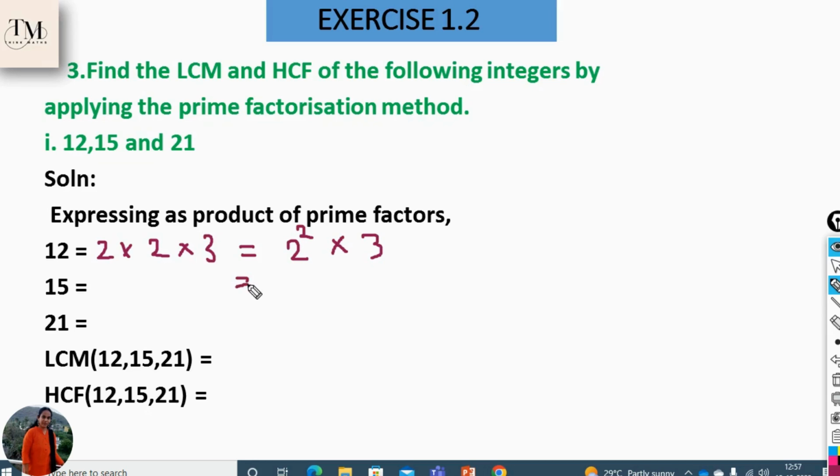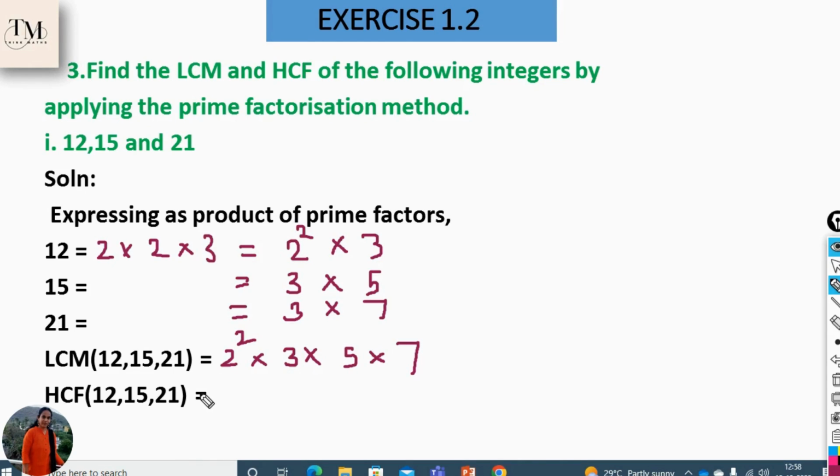15 is nothing but 3 into 5. 21 is nothing but 3 into 7. So it is easy, we can do it directly. LCM is the product of the greatest power of each prime factor: 2, 3, 5, 7. For 2, the greatest power is 2. For the others, it is 1.